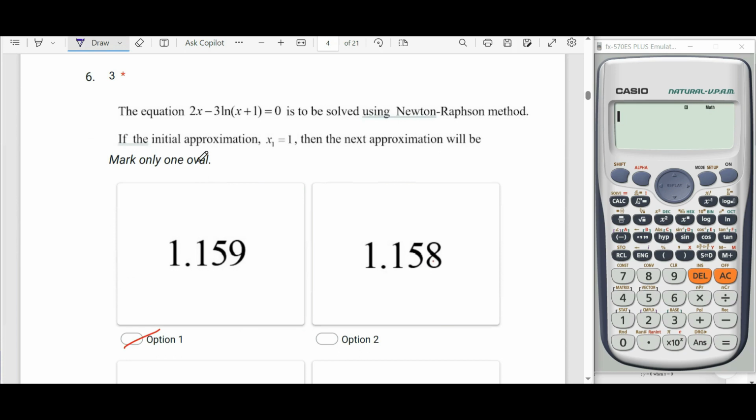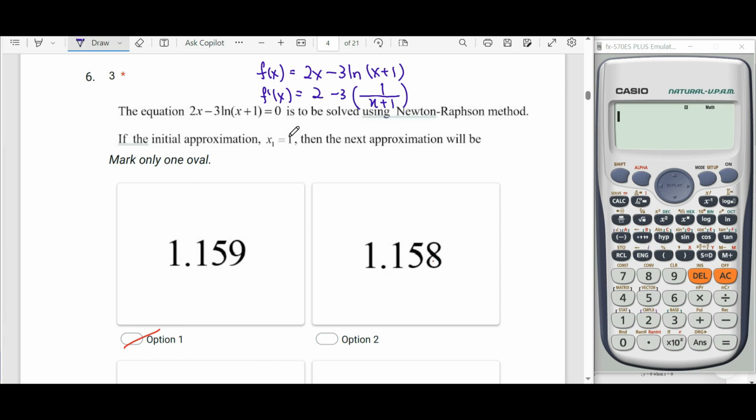Then the equation 2x minus 3 ln x plus 1 equals 0. Since this equation already equals 0, it is ready to be our function. To use the Newton-Raphson method, we need to differentiate it. Differentiating ln x gives 1 over x, with x in the denominator and 1 in the numerator. So this is the formula that we need to use.